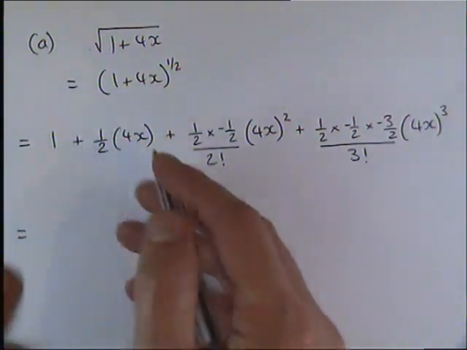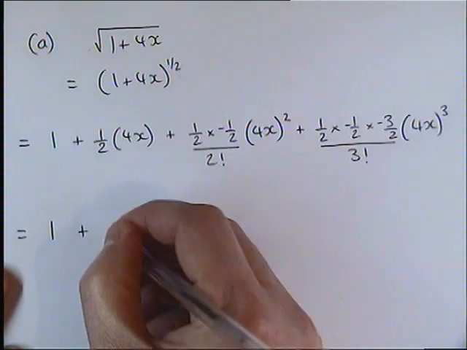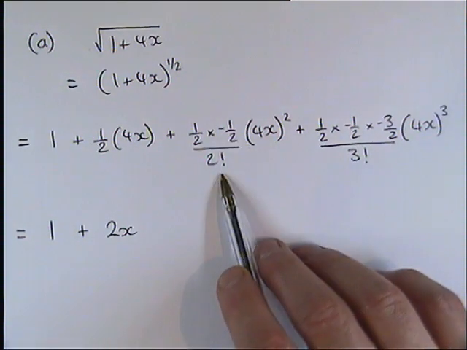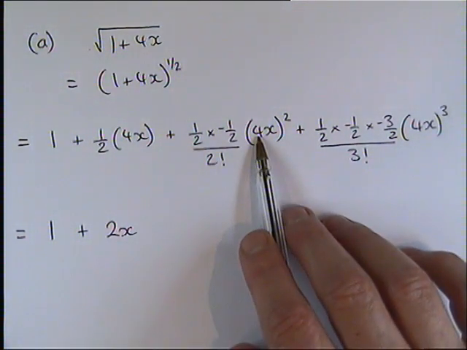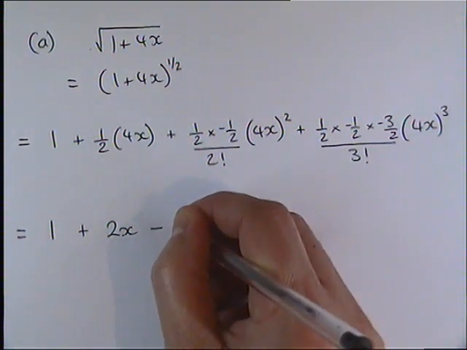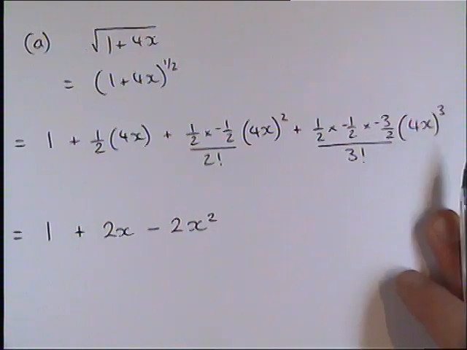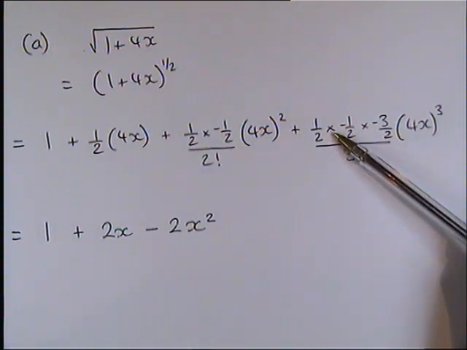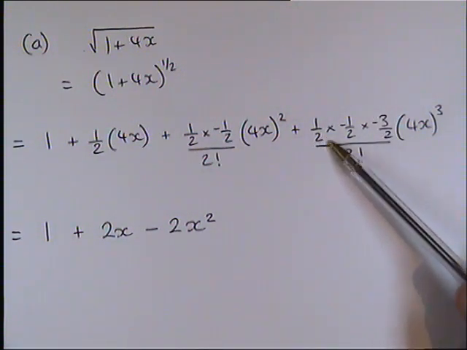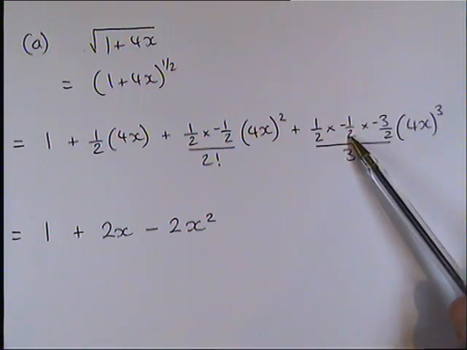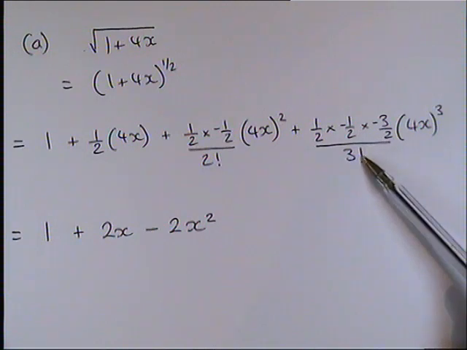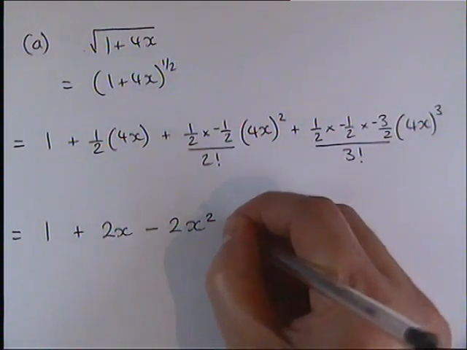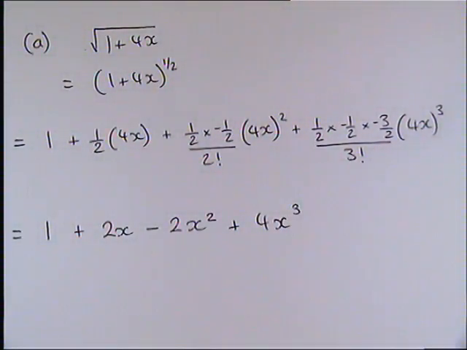The first ones are fairly straightforward. 1 half of 4x is 2x. Here we have minus a quarter over 2 factorial, so minus 1/8, and that 4 squared is going to make 16. So minus 1/8 of 16. And here, you can type this on a calculator as well, to be honest. It comes out to be a plus 4. For this last part, you've got to do a half times minus a half times minus 3 over 2 divided by 3 factorial. But then remember, you're multiplying that number by 4 cubed. So you should get 4x cubed, like that.